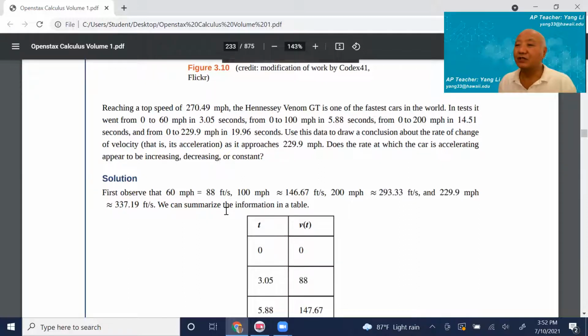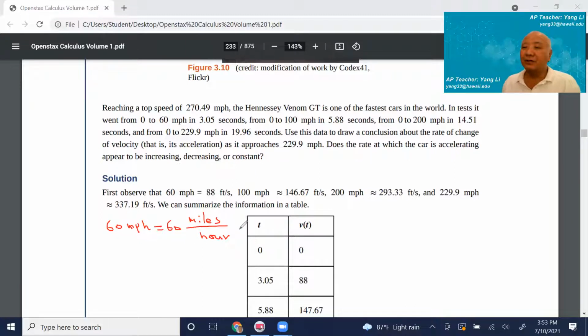But here the question would like to change to feet per second, okay? If you want to change to feet per second, let me show you how they get this transformation of the units first. This is commonly used. For example, you have 60 miles per hour, so you can write it as 60 miles over hour, like this.